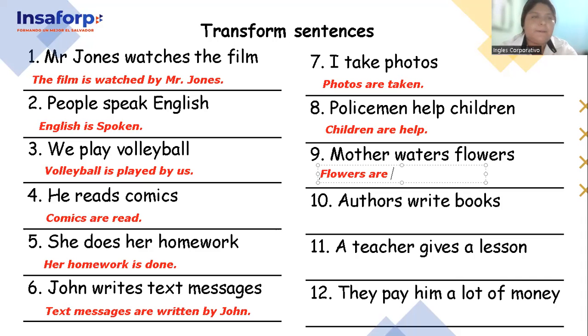Flowers are... So what is the participle form for water? Flowers are watered by mother. Okay. Watered. Could you spell that, please?